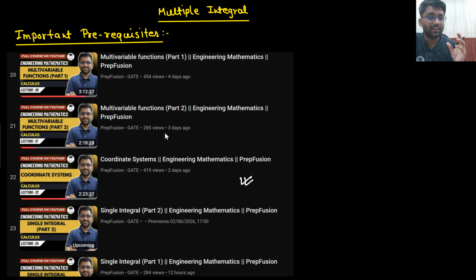Here we have seen how to plot 3D geometry, because we are going to deal with three variables now, not only two. First we deal with a single variable, then two variables, then three variables, four variables, and multivariable as well. How to plot and visualize a multivariable function, we have understood there. So they are very important. If you jump directly onto this video, you might struggle in multiple integrals. I hope you are studying from the beginning, and then multiple integral will be a cakewalk for you.